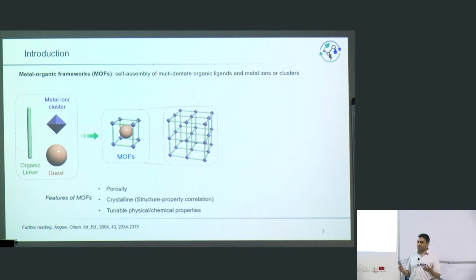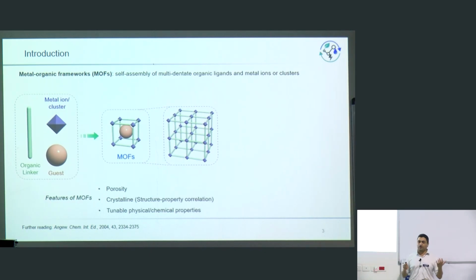Why crystallinity is important, I'm sure over the next 5 days all of you will be experts in this or already know something about it. Once you have crystallinity, you can actually apply structure property correlations in any application. So having a crystalline structure is a big, big benefit for these materials. And of course, because we are using an organic part and a metal ion, we can tune the chemical and the physical properties of both the building units and the eventual structure that forms.